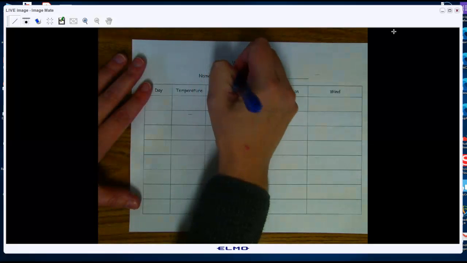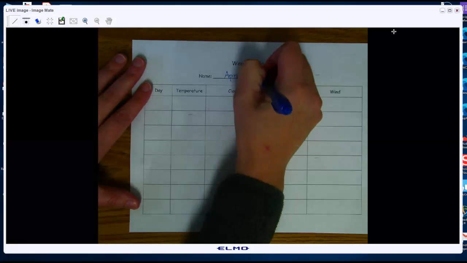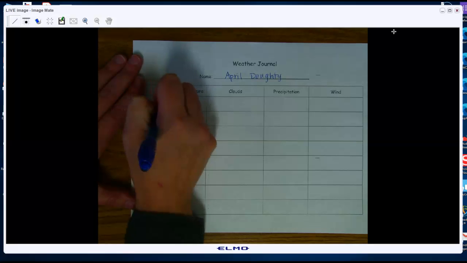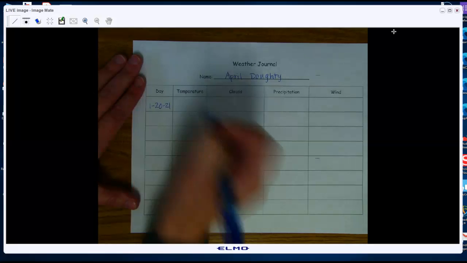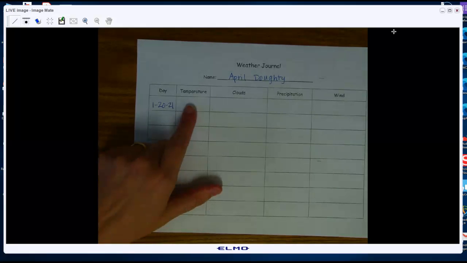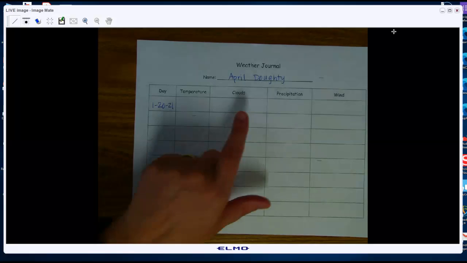So you're going to put your name at the top. Here's my name. And then you're going to put the date for today's date. Okay, so that's what we're going to do. And that's all you can fill out right now. And then our 2 meteorologists, which today are Gracie and Cooper, are going to go out with me, and we're going to look at their thermometer and write down the number for the temperature. Remember, we do Fahrenheit.